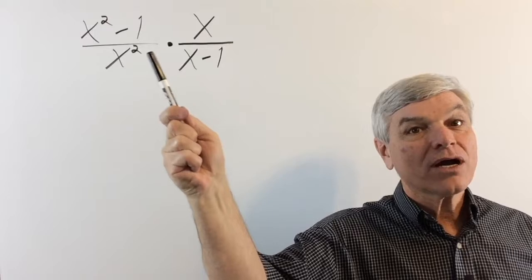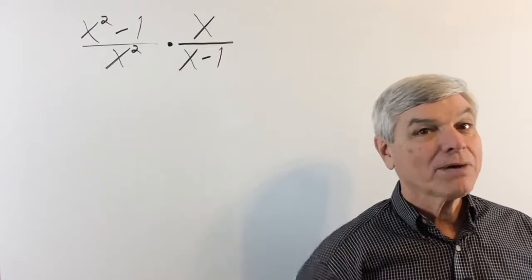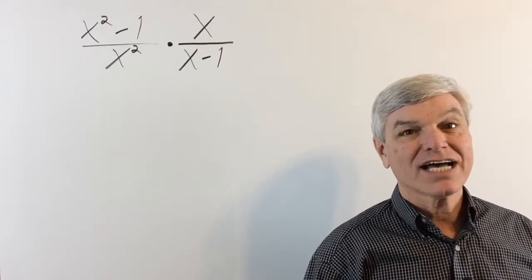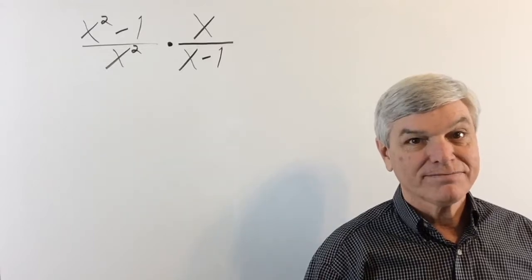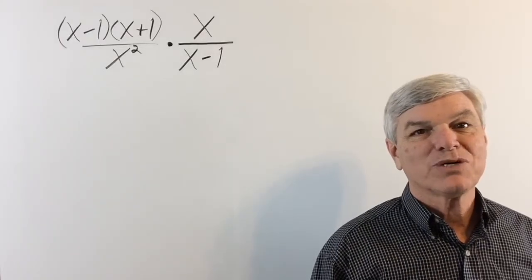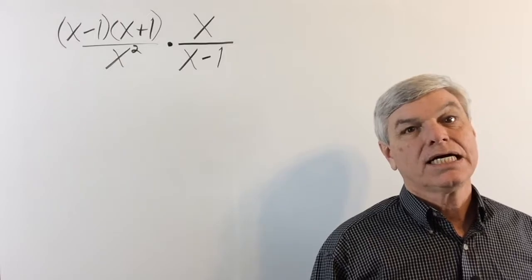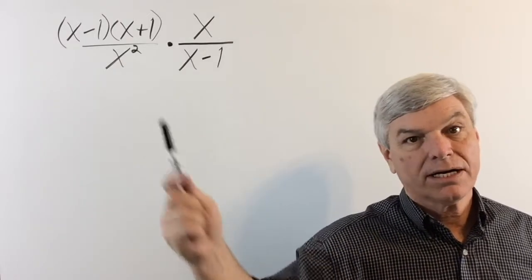Okay? 1 is a square. X squared is a square. 1 is a square. And they're separated by a what? That's right, a negative sign. We have the difference of squares. And that's x minus 1 times x plus 1. Okay, now everything's factored out up here.